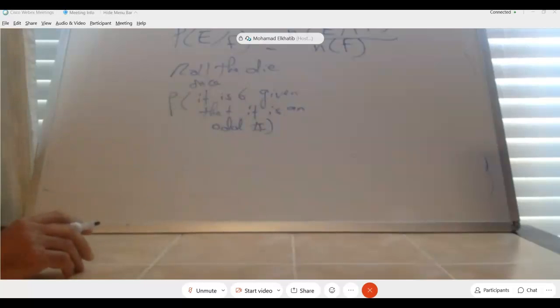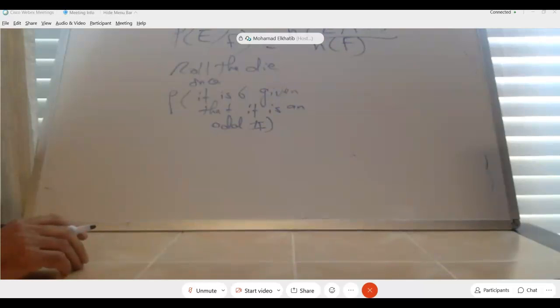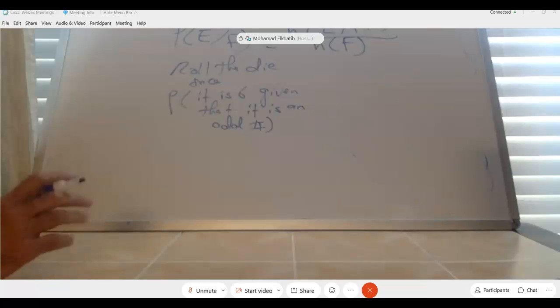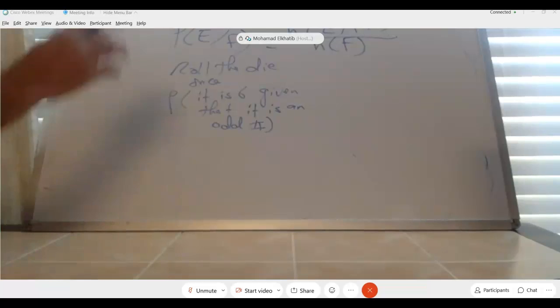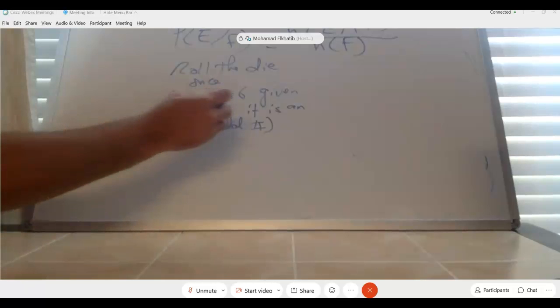What does that mean? You cheated. Your numbers are either 1, 3, or 5 for sure, right? Because you know that's what "given that" means. So the chance of getting 6 is impossible. So the answer is 0. However, if you want to follow the formula, what do you do here?